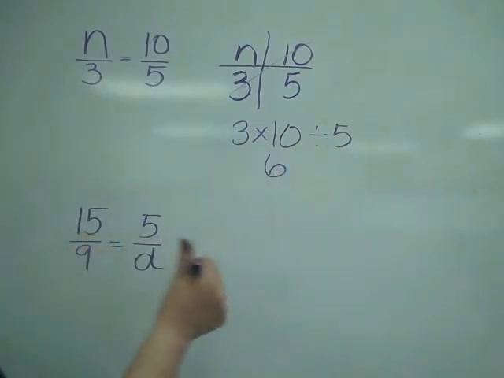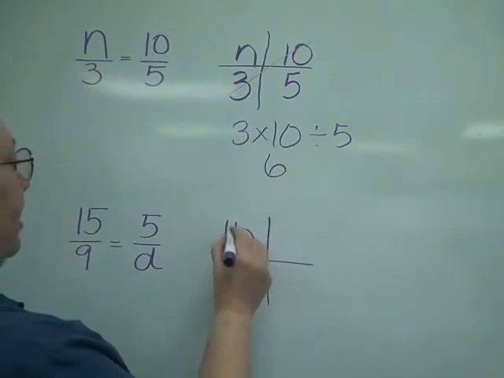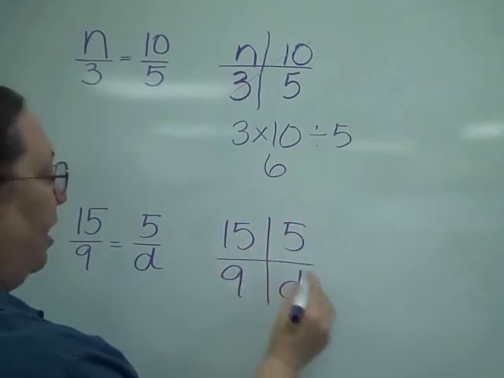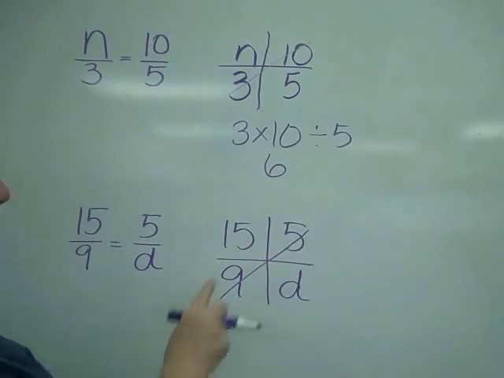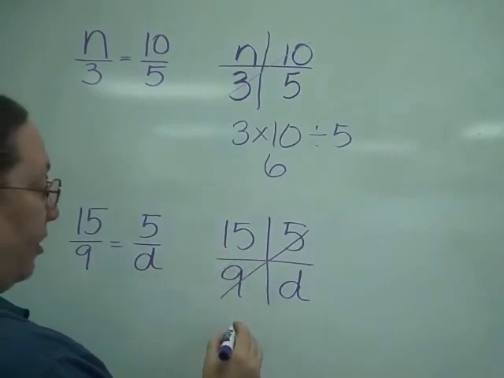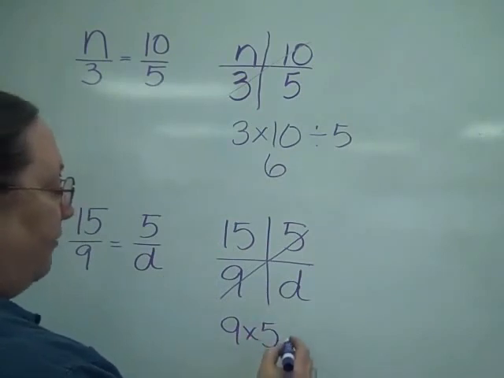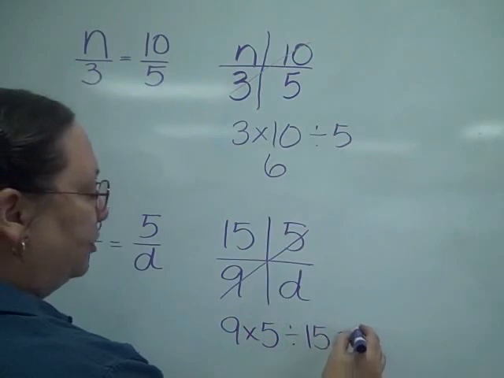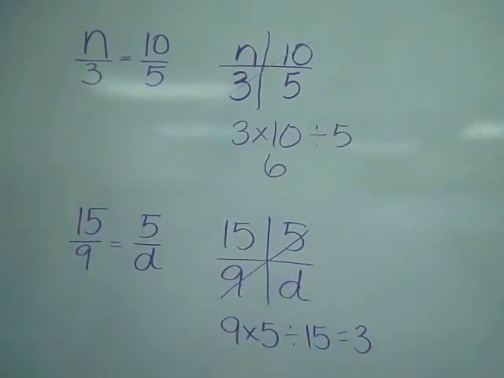Okay, likewise down here, I'm going to set it up into my grid. So I've got 15, 5, 9, and D. I'm going to cross multiply. I multiply the 2 I can, and I divide by the third. So I've got 9 times 5 is 45, divided by the 15 is equal to 3. So 3 is the number that I'm looking for.